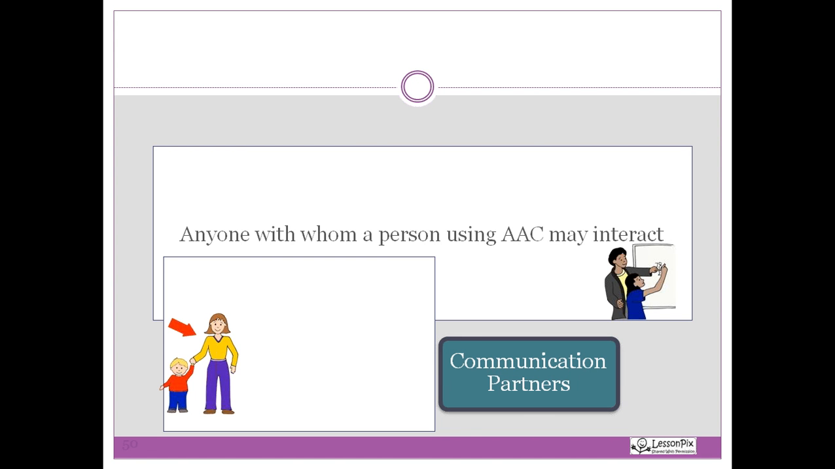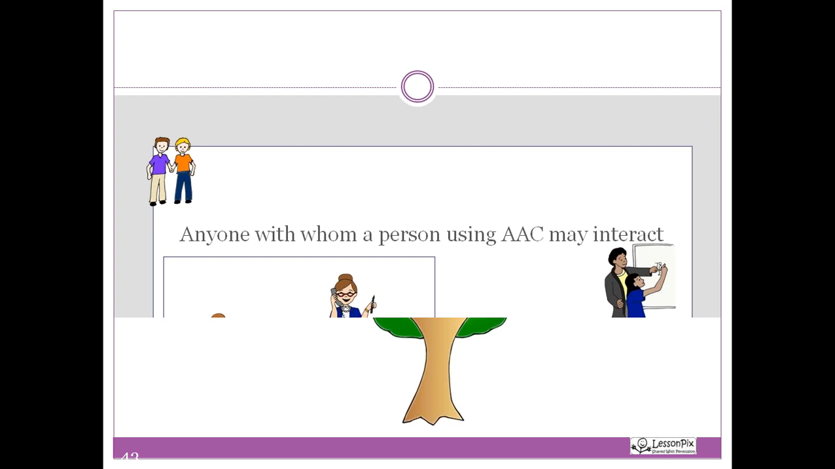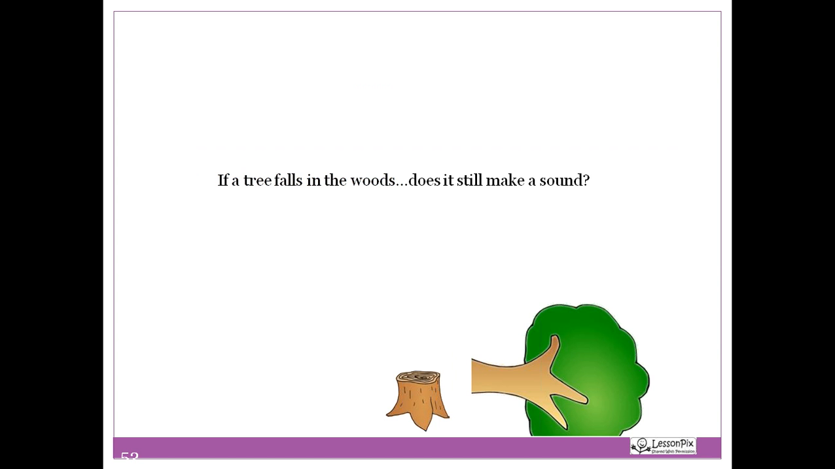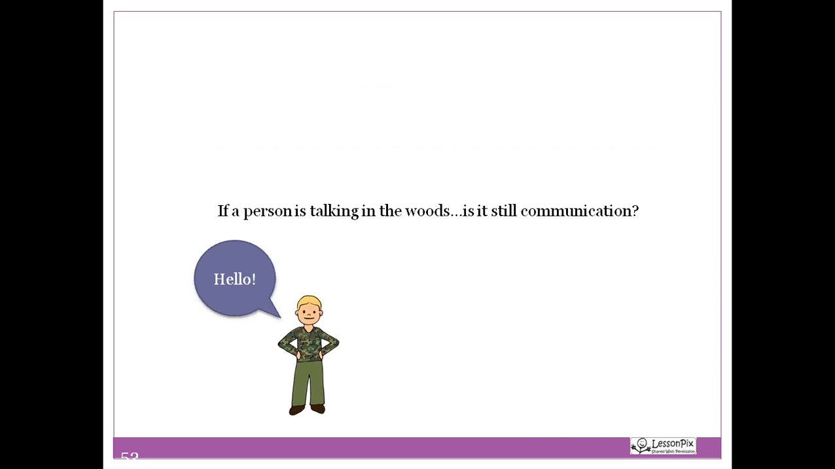So with your environment, there's also then, of course, the communication partner, right? So anyone with whom somebody is interacting is the communication partner. It doesn't have to be someone who knows the device. It just can be anyone. It can be the parent. It can be the teacher. It can be a peer. It can be someone on the phone if you're using it that way. It can be somebody at an office building.